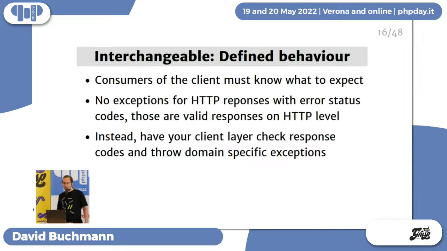One principle of that PSR was that we need to have the client have a defined behavior. Your library, your application, if it talks with a client, it needs to know what to expect. So, for example, some clients like Guzzle allow you to tell them, well, if there is an HTTP 400 or 500 response, please translate that into an exception.